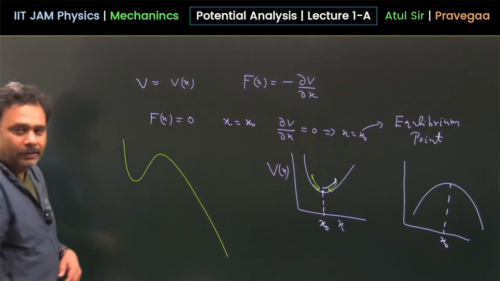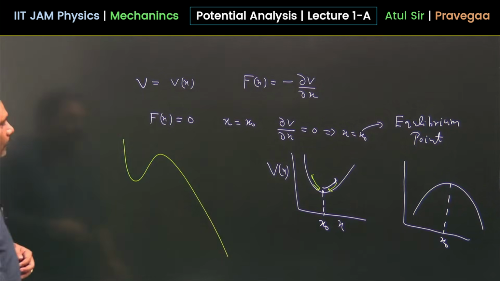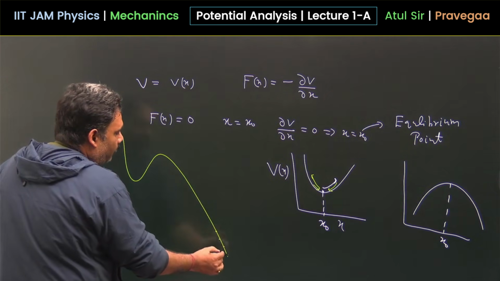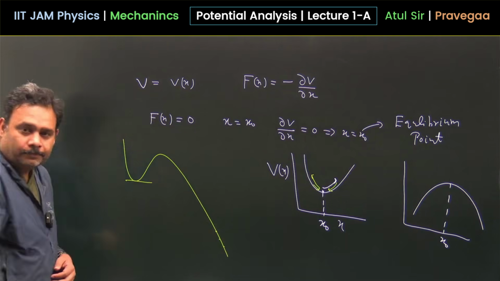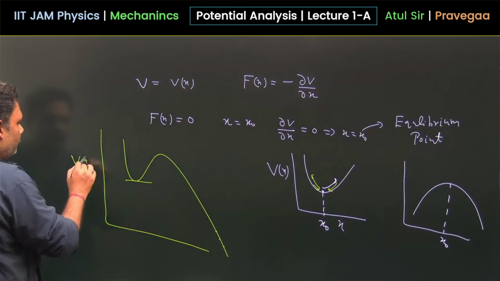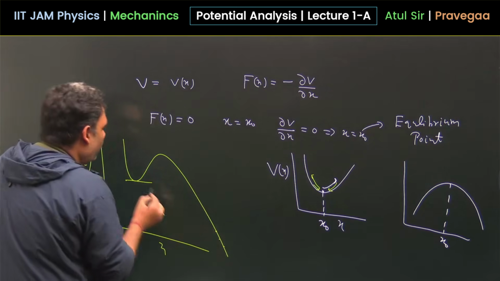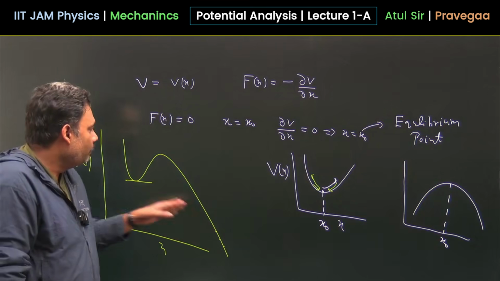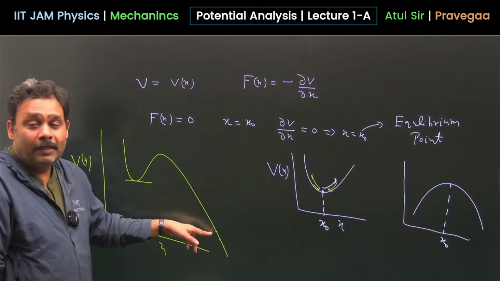If I am talking about this type of shape, okay? These points are all less than this one. Suppose I am talking about Vx versus x. These all points are less than this one. So I can say this point is minimum than this point. But this is not a minima.